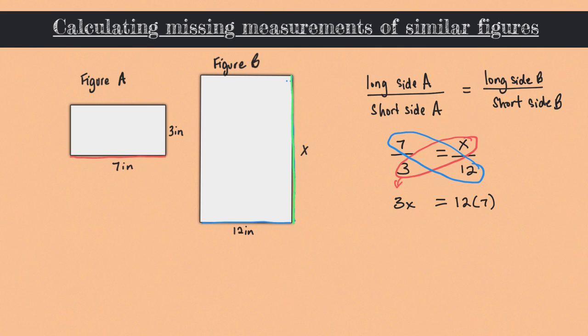So now we can go ahead and simplify this as much as we possibly can. So 3x stays the same for now, but the 12 times 7 can be changed to 84 because 12 sevens are 84. Next, we want to, of course, solve for x, our unknown side. So we divide by 3 on both sides because we're trying to get rid of it. And we end up with 3 divided by 3 is 1. 1 times x is x, and that is equal to 84 divided by 3, which is 28. So our missing measurement is 28.